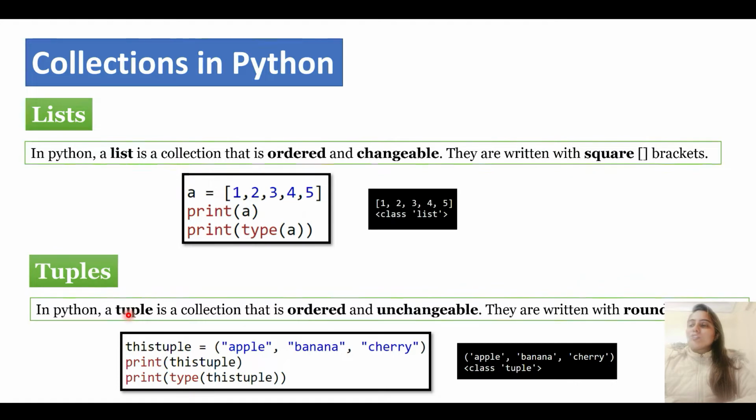Tuples. In Python, a tuple is a collection that is ordered and unchangeable. So you cannot replace apple over here with something else. These are written in parentheses. So if I print this, parentheses will be printed as well, and these three items. The type of this tuple is, of course, class tuple.